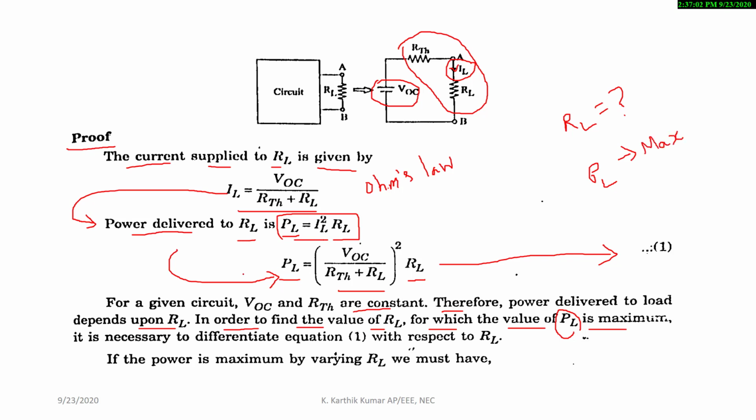Why? Because here in the maximum power transfer theorem, VOC and RTH are taken as constant. Hence it is necessary to differentiate equation 1 with respect to RL. This is equation 1, and it has to be differentiated with respect to RL.